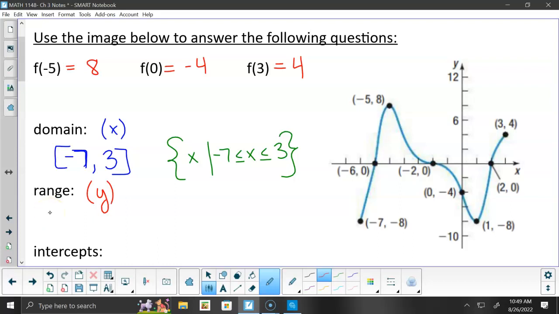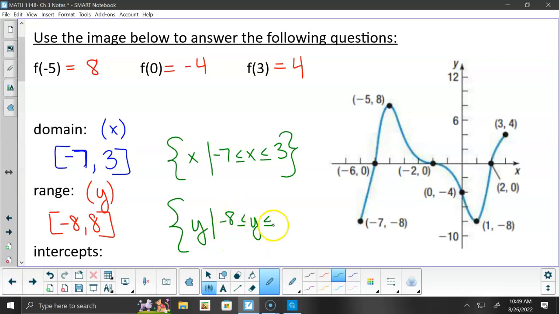What do we think? For range, how low does it go? Negative 8. How high does it go? Positive 8. All right, and then set builder: y such that y is between negative 8 and positive 8.